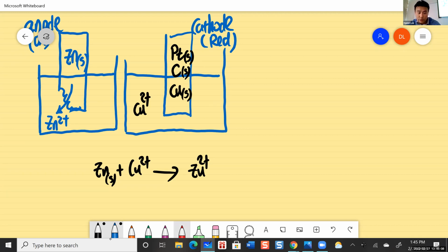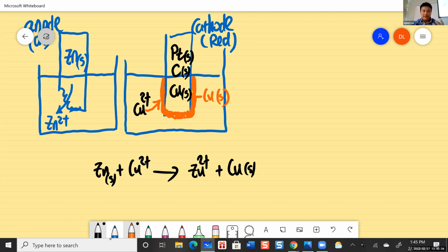And here, copper 2+ will turn into copper metal. So over time, you're going to get more and more copper metal deposited on the cathode because you're producing copper metal. Where does this copper metal come from? The copper metal comes from the copper 2+ that was in the solution. Now it deposits out of the solution as it is reduced.